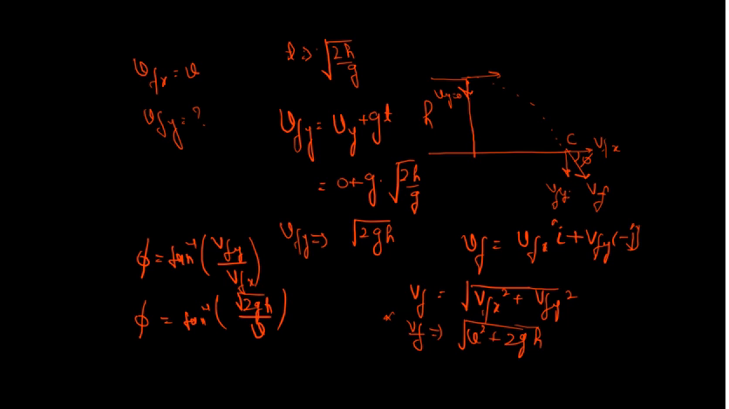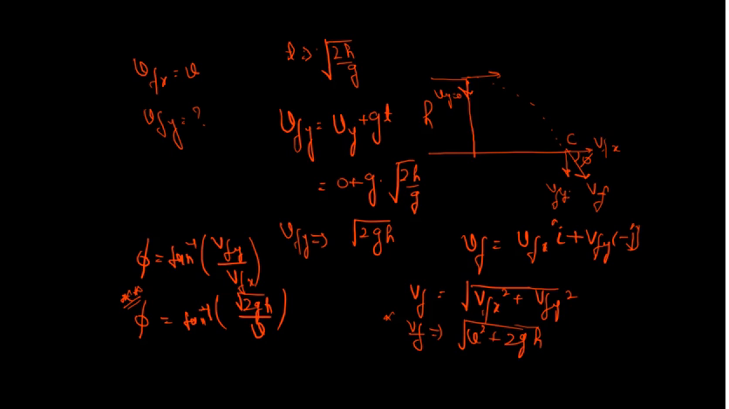Why are we interested in the angle? Because it is a velocity, and velocity is a vector quantity. And if it is a vector quantity, we require direction also. So this is the angle with respect to the ground when the object is reaching the ground. So this was condition 1.